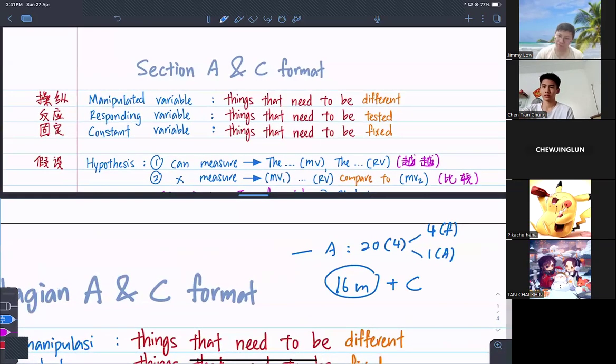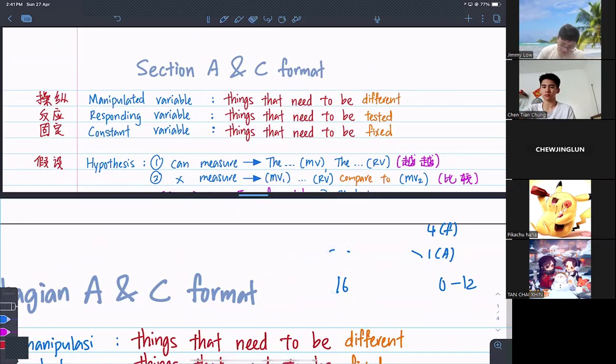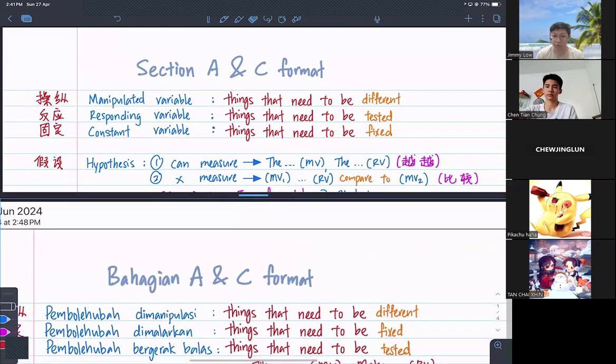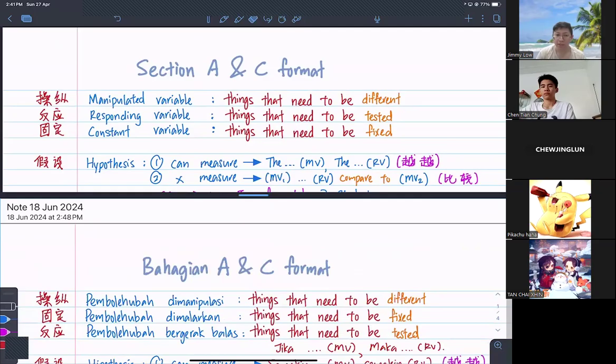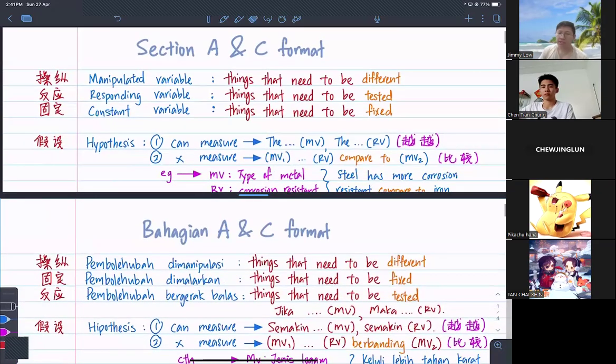Bahagian C is approximately 10 to 12 marks. So roughly 30 marks around there for you to score already. Based on the format, that's what you have to know. You must be 100% familiar with this format to deal with it in your exam. There are two things that you cannot get confused when it comes to the format.